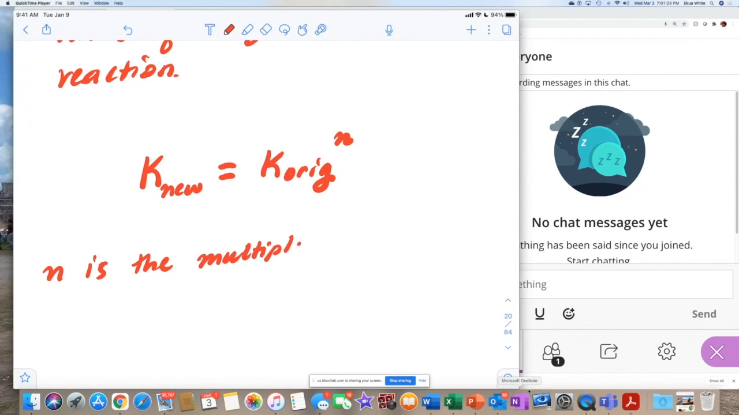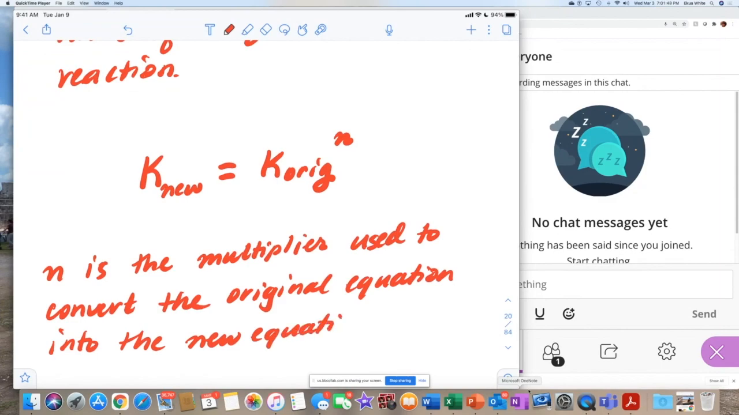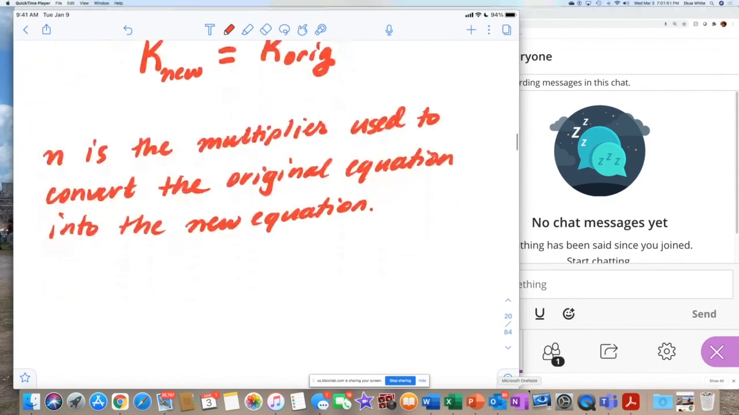Oh, I need you all to help me with spelling. Multiplier used to convert the original equation into the new equation. Okay, maybe it will make more sense when I actually explain this or give an example.